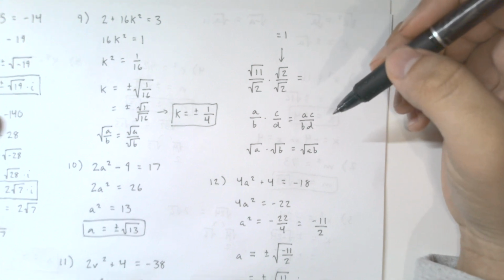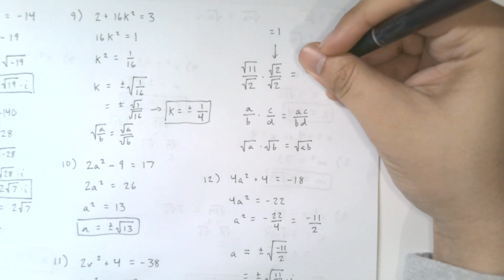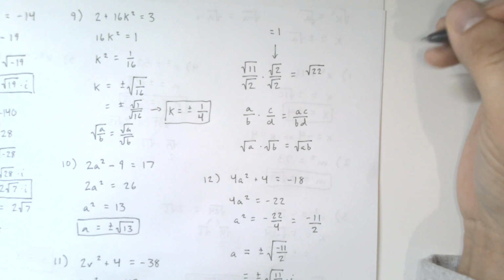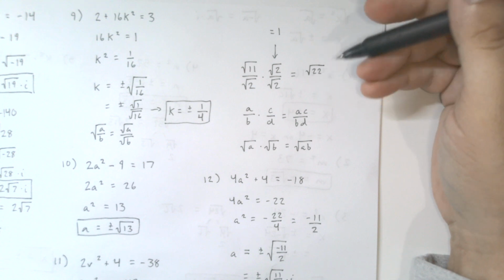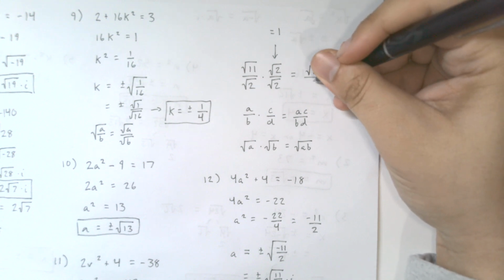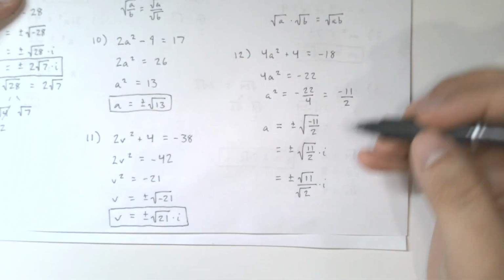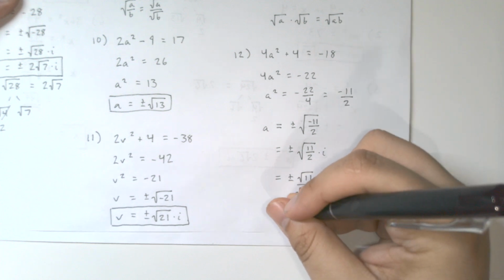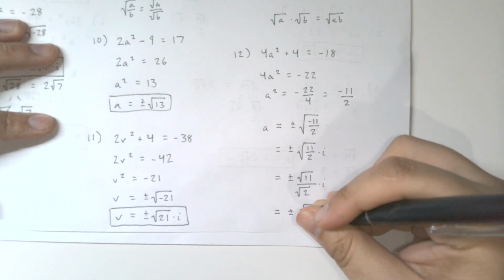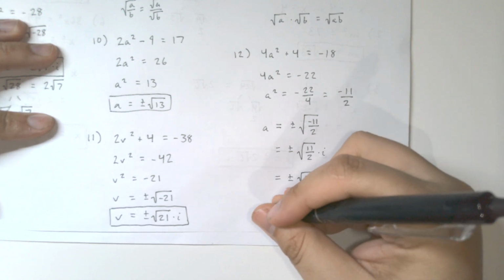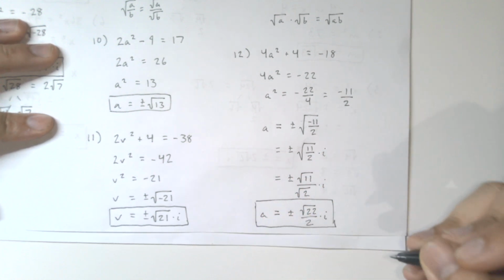So a lot of information taking in right here. However, the square root of 11 times the square root of 2 is equal to the square root of 22. And the square root of 2 times the square root of 2 is the square root of 4. But the square root of 4 is just 2. So we have the square root of 22 over 2. And remember, we're multiplying all of that by i. So our final answer here is going to be plus or minus the square root of 22 over 2 times i. So a is equal to that. And that is our final answer.